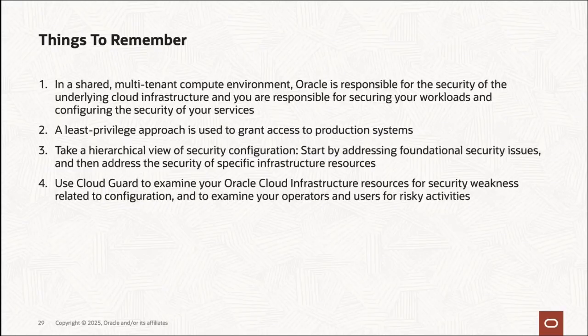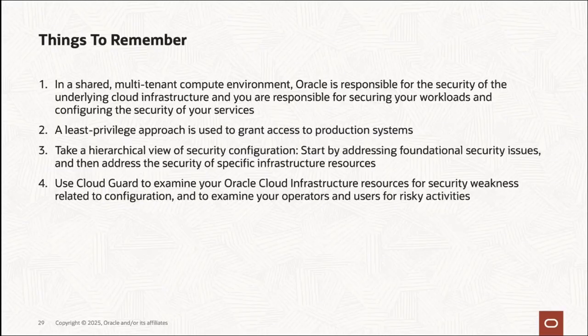Point number two, a least privilege approach is used to grant access to production systems. As an example, when you're operating in Oracle Cloud and you create a new user, they're not going to have access to anything until you explicitly assign them to groups that have permissions and policy statements that grant them permissions to interact with different resources, right? So we use this least privilege approach, and you'll see this key theme across many of our tools.